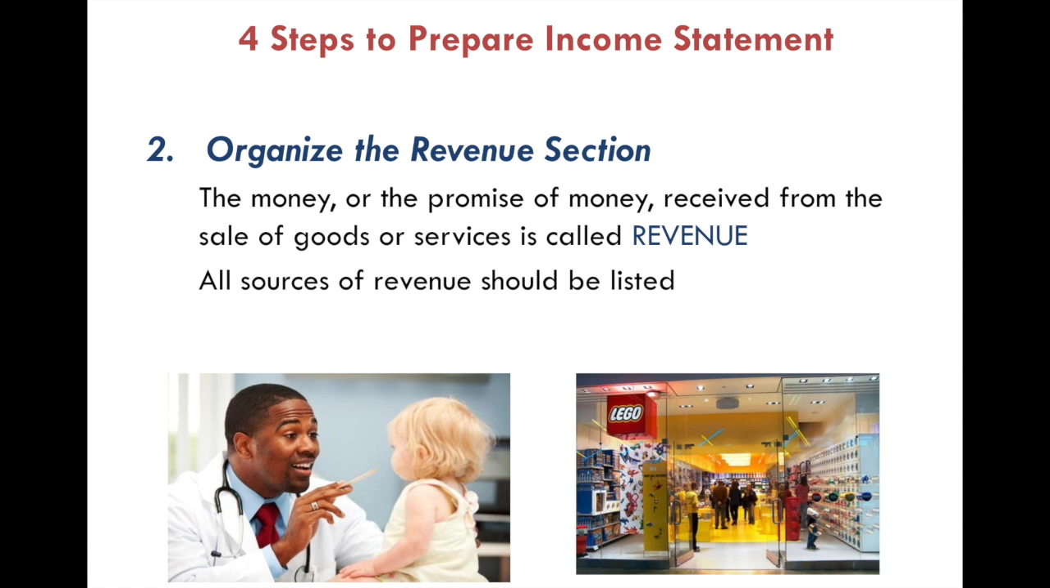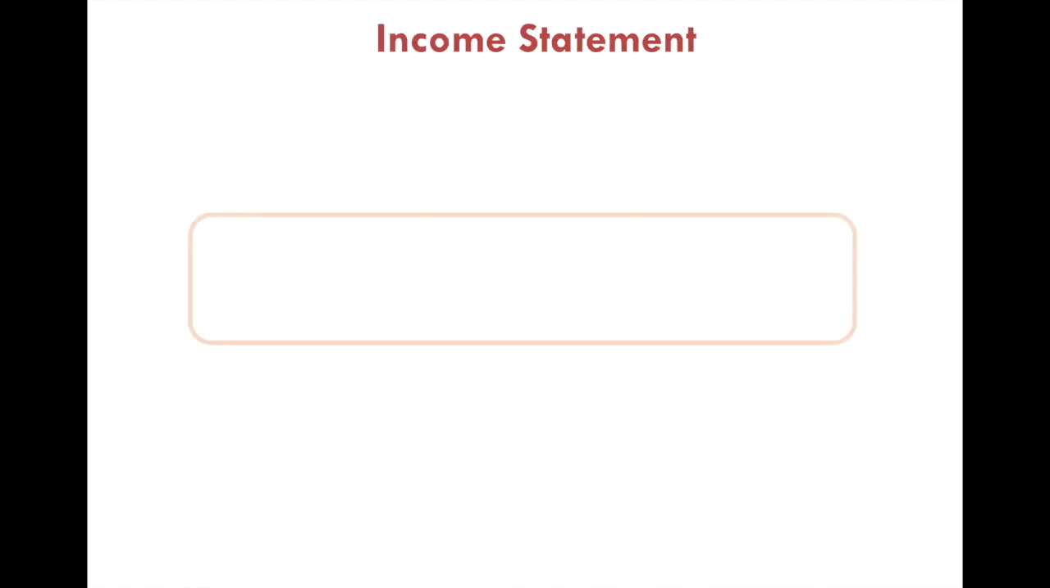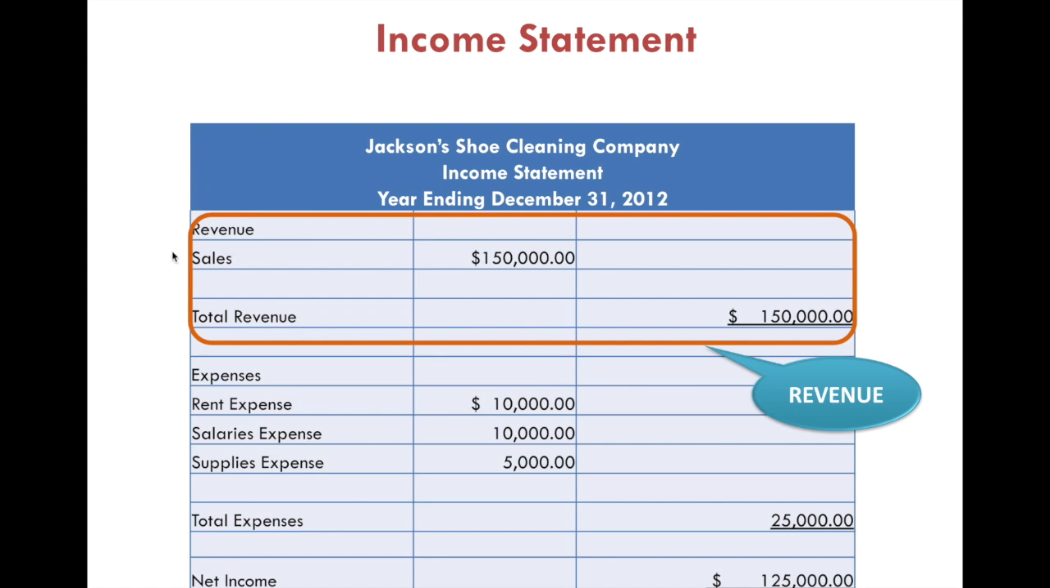All sources of revenue should be listed. As far as we're going right now, everything is lumped into sales. All the money, all the revenue that we're getting as a result of the sale of goods or services is lumped into sales. So we have the revenue title, our element, which is sales, and then the amount, and then we have our total. And that's the revenue section. Pretty straightforward for now. I think that this is as complicated as we're going to go in this course. So our revenue section is always pretty straightforward.